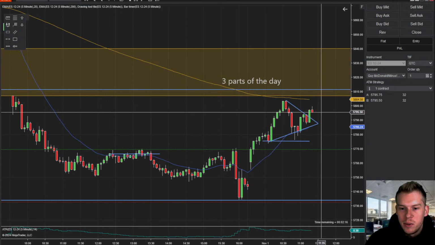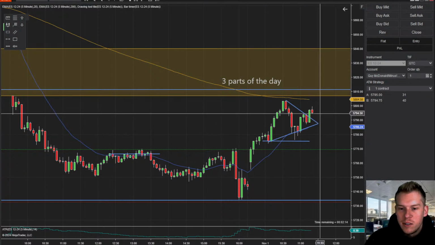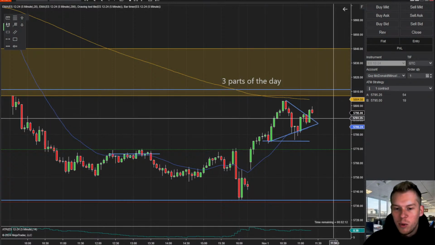Now we just have to see how this plays out. And it's always okay to wait for more information. A trade is never due. Taking no trades in a day is better than taking trades where you're really not following your strategy and where you're really not confident in it.